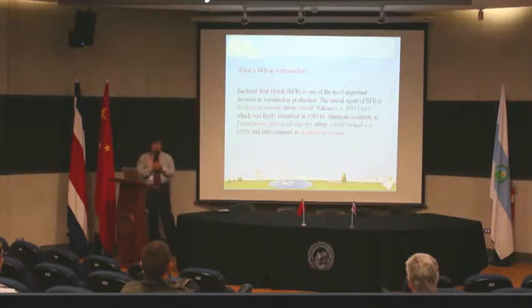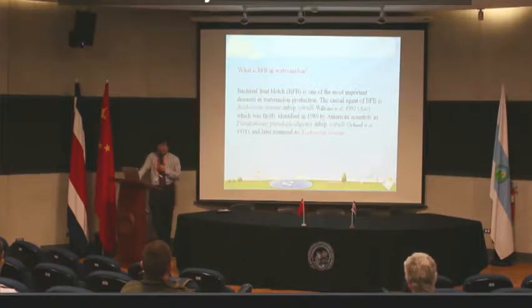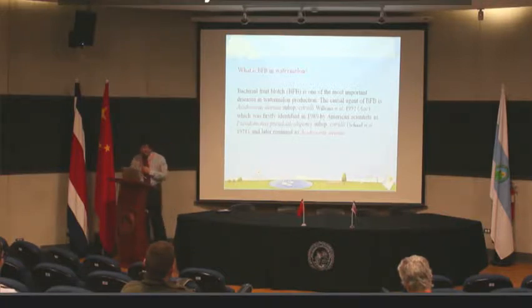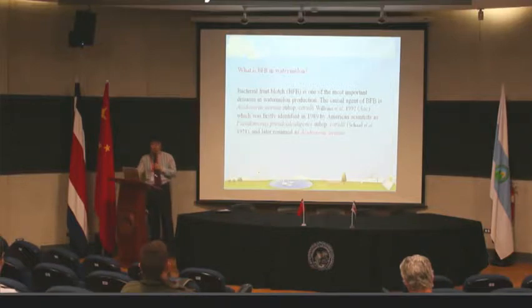So let's move back to BFB. What is BFB in watermelon? BFB is one of the most important diseases in watermelon production. The causal agent of BFB is Acidovorax citrulli. We can call that AAC in short, because the Latin name is very difficult to pronounce or to remember. So just remember AAC, and the disease is called BFB.